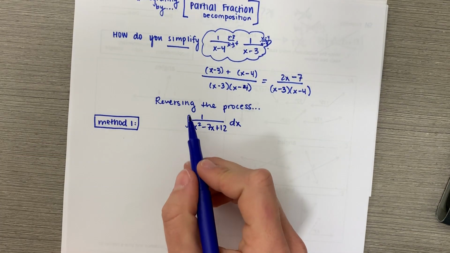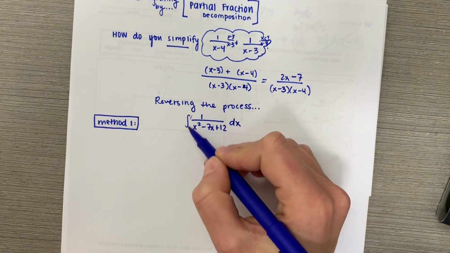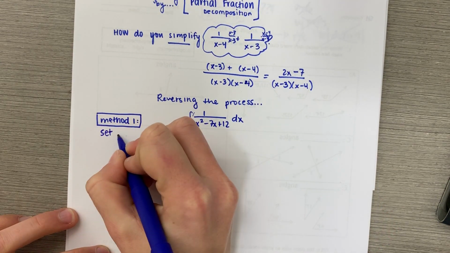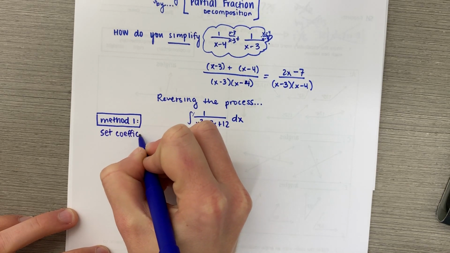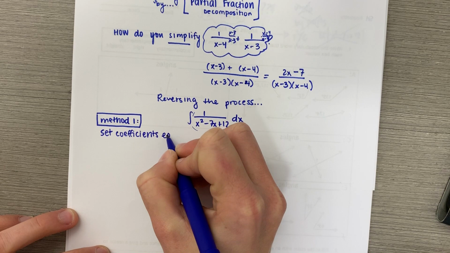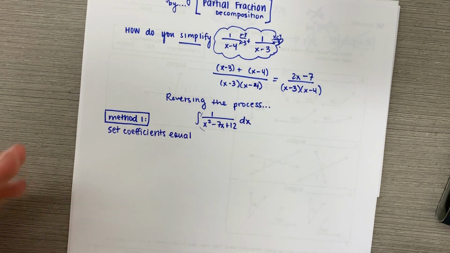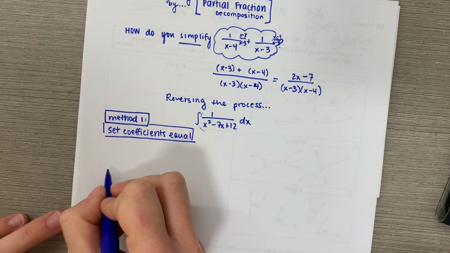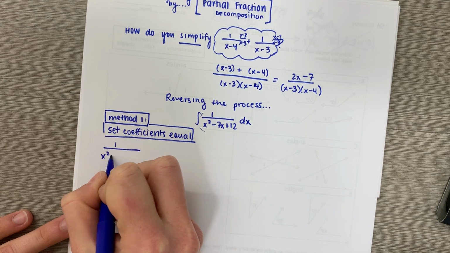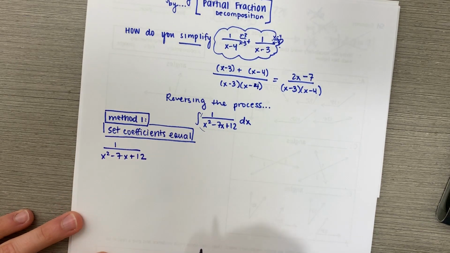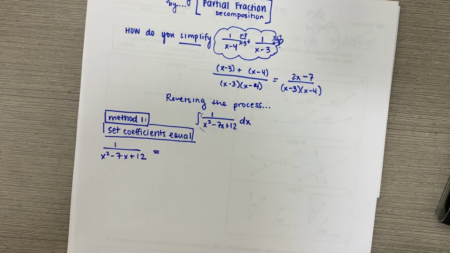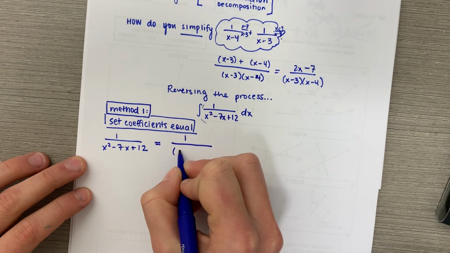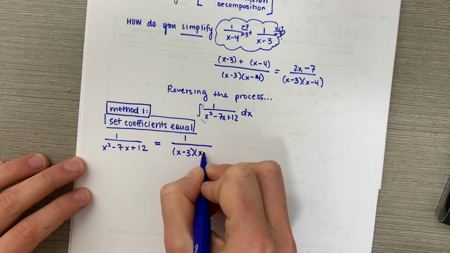So if we want to reverse the process of simplifying and instead go from one fraction into two, the first option you have, I'm going to call it method 1, is set coefficients equal. So what we're going to do is take 1 over x squared minus 7x plus 12, and the very first step in all partial fractions problems is to rewrite your denominator and factor it: 1 over x minus 3 times x minus 4.